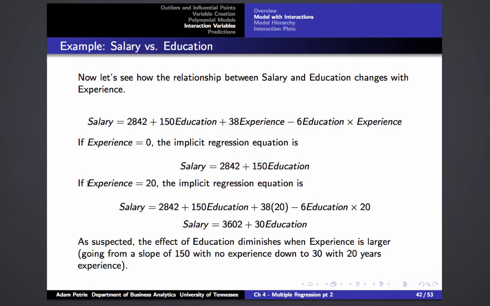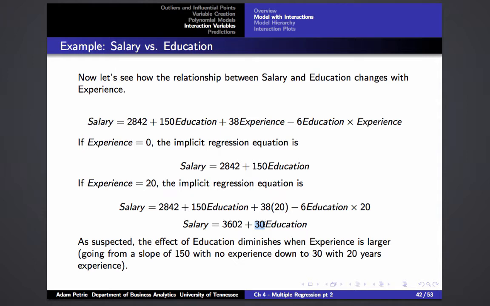Now let's imagine two people that are very experienced, with experience equal to 20. Well, I plug in 20 where I see experience here and here, and then just group the like terms. 2842 plus 38 times 20 is 3602. 150 times education minus 6 times education times 20, that's 120. 150 minus 120 is 30 times education. So the implicit regression equation says that two individuals that differ in education by 1 year, but who have 20 years of experience, are expected to differ in salary by only $30.